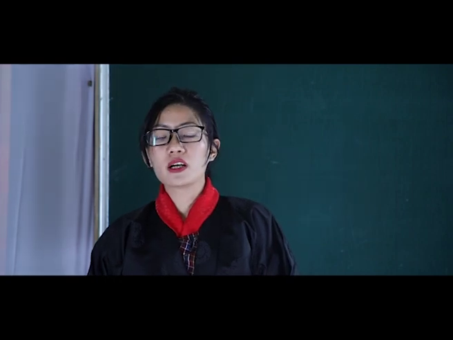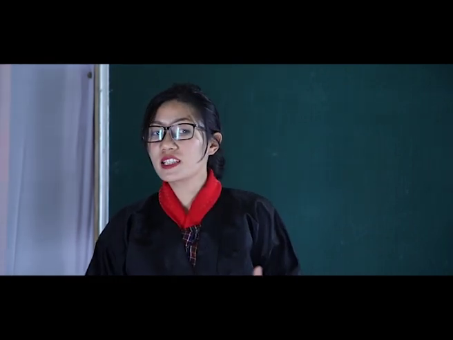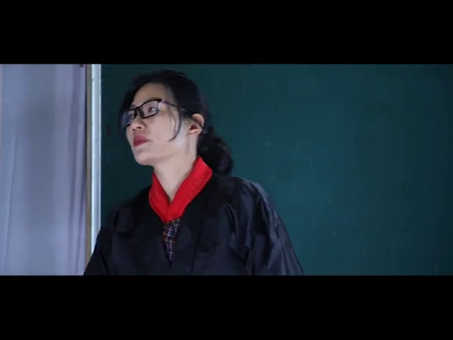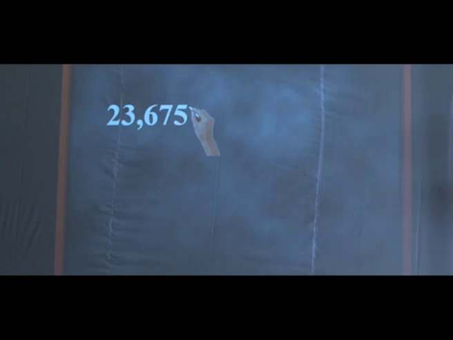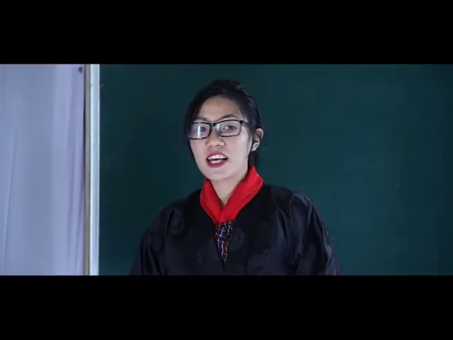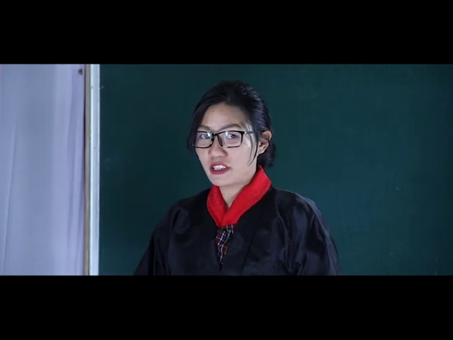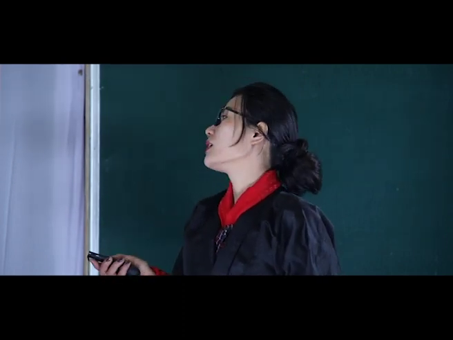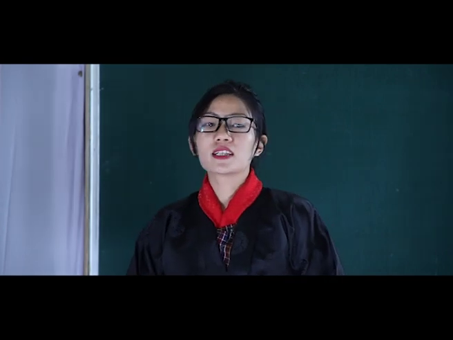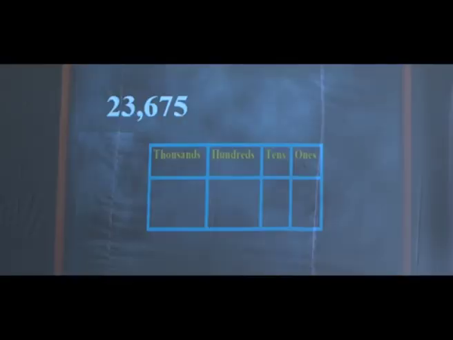For those of you who are in the 4th grade, this is the first time you are dealing with 5-digit numbers, right? So let's focus. Take a look at this number. How many digits do you see? 1, 2, 3, 4, and 5. This is a 5-digit number. How do we read this number? Well, for this, let us use place value chart, which you are already familiar with.